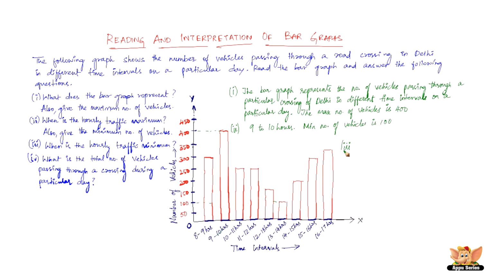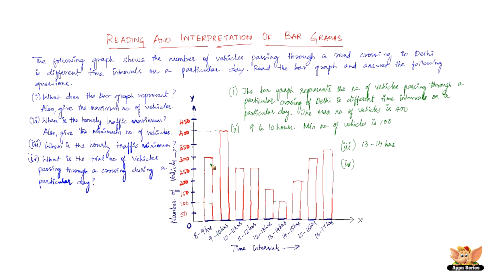So let us now go to the third question. The third question asks, when is the hourly traffic minimum? The minimum number of vehicles is 100 here, and it corresponds to 13 to 14 hours, that is 1 to 2 o'clock. So it is 13 to 14 hours. That answers the third question. And we have the fourth one, which asks, what is the total number of vehicles passing through a crossing during a particular day?